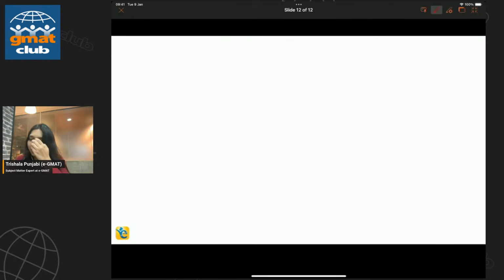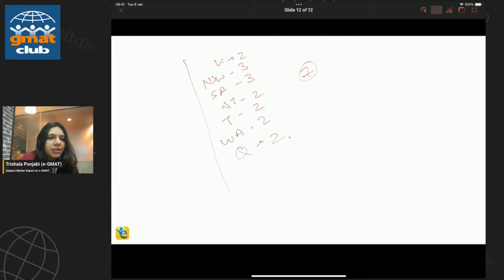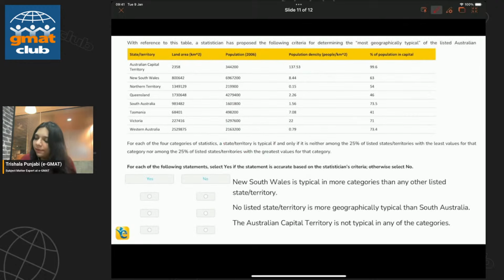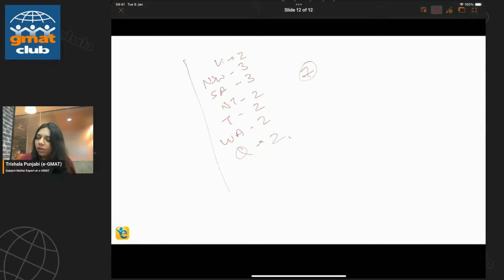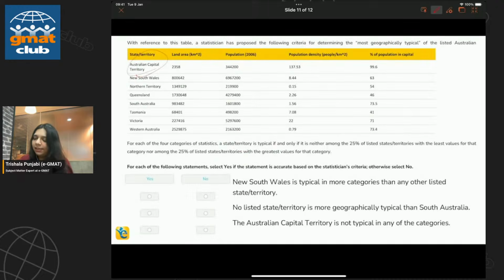So what had we inferred? I'm just going to quickly write it down here. We had inferred that Victoria was a 2, NSW was a 3, SA was a 3, NT was a 2, Tasmania was a 2, Western Australia was a 2, and Queensland was a 2. So how many are these? There are 7 of these, right? What is missing? There's only one which is missing. Australian Capital Territory. That is the only one that is not typical, so that is a 0. Now keeping this in mind, let's evaluate.